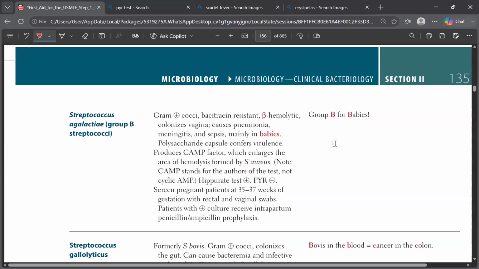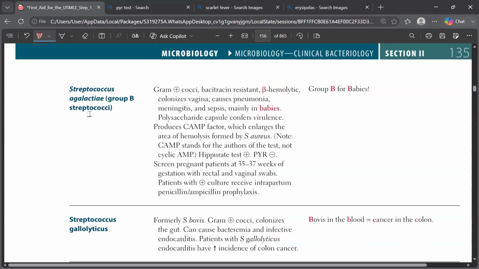Then we have Streptococcus agalactiae, which is group B streptococci. It is gram-positive cocci. It is bacitracin resistant. It is beta hemolytic and colonizes the vagina. It causes pneumonia, meningitis, and sepsis, mainly in babies. Polysaccharide capsule confers virulence, produces CAMP factor, which enlarges the area of hemolysis formed by Staph aureus. CAMP stands for the authors of the test, not cyclic AMP. Oh, so it is basically CAMP. You can call it CAMP factor.